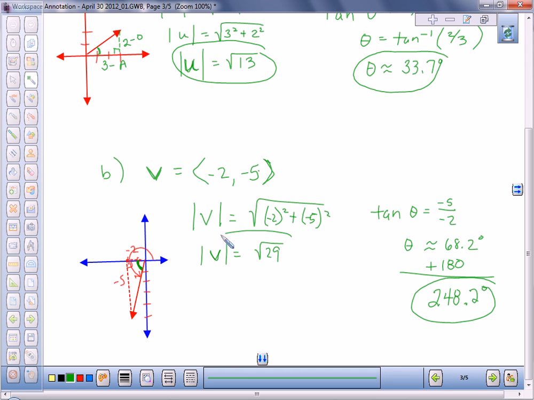So you have to look at the quadrant that it's in and decide. If it's in quadrant 2, we would have to subtract it from 180. If it's in quadrant 3, we would have to subtract it from 360.